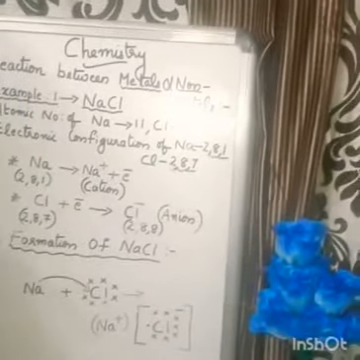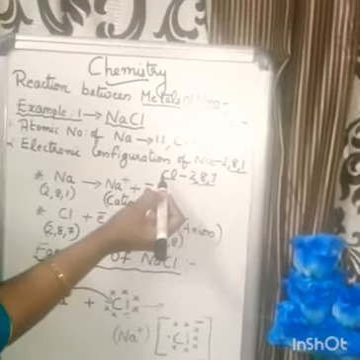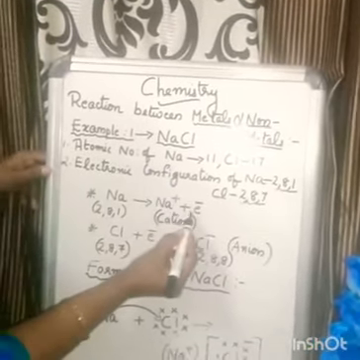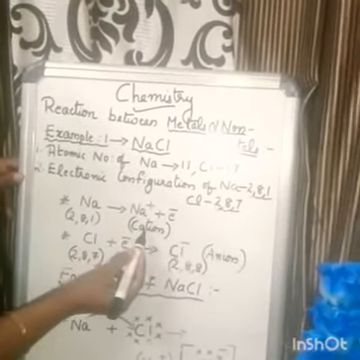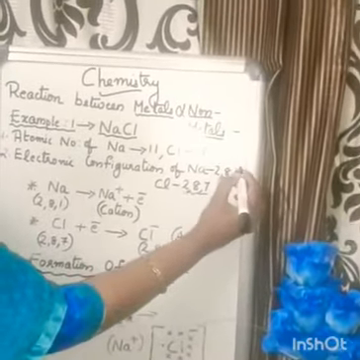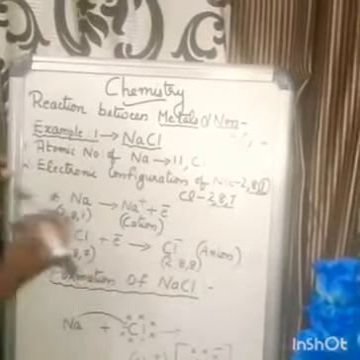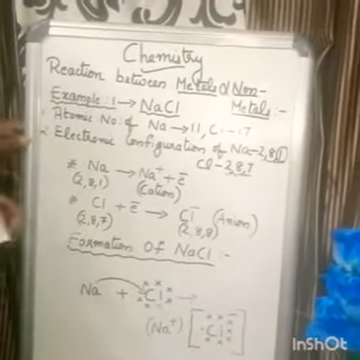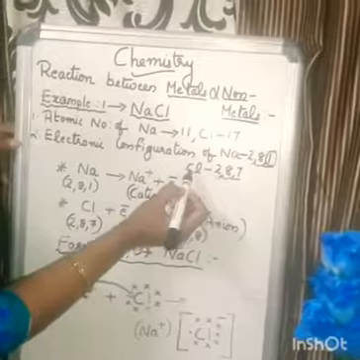To be stable, sodium needs to lose 1 electron and chlorine needs to gain 1 electron. By losing 1 electron, sodium attains a positive charge. You already studied the formation of cations and anions. Sodium loses its excess electron and gets a positive charge, that is, it becomes a cation. Its valency is 1.